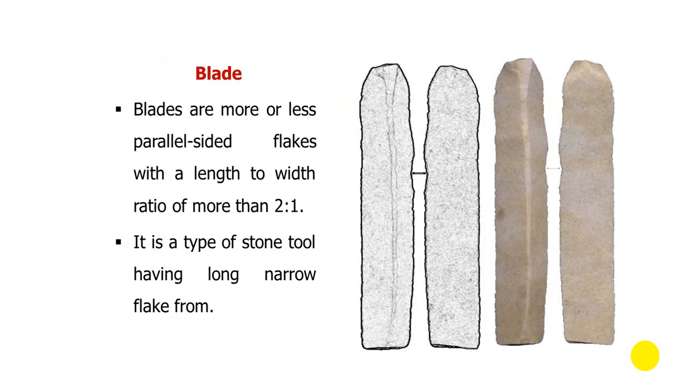The next category is blade. Blades are more or less parallel-sided flakes with a length to width ratio of more than 2:1. It is a type of stone tool having a long, narrow flake, and you can see the distal and the proximal edge, the dorsal and the ventral surface, triangular and trapezoidal sections, flaking scars.